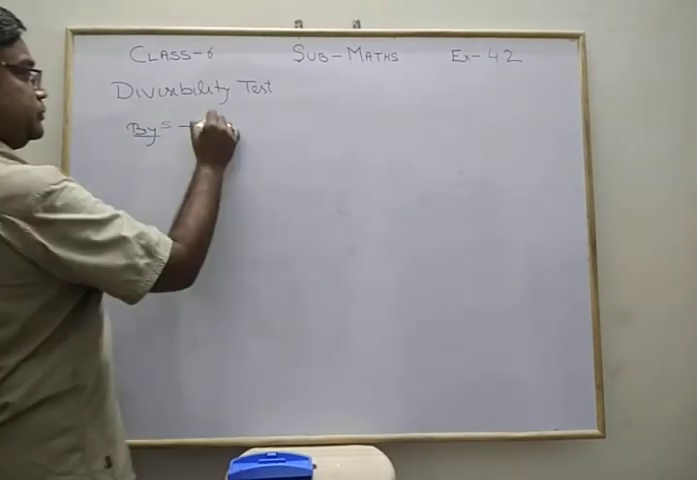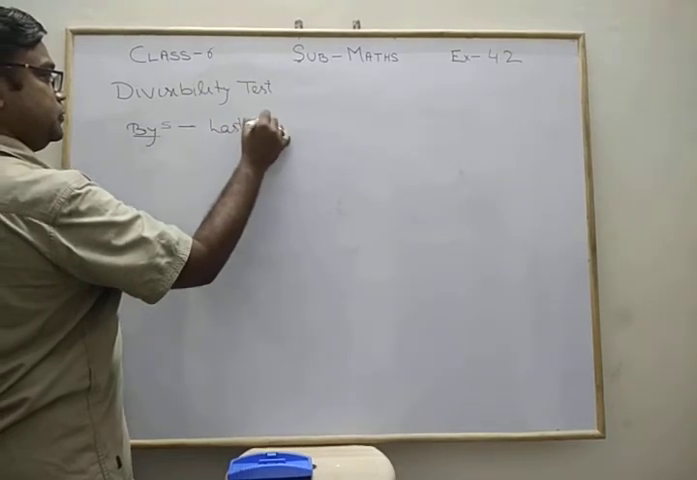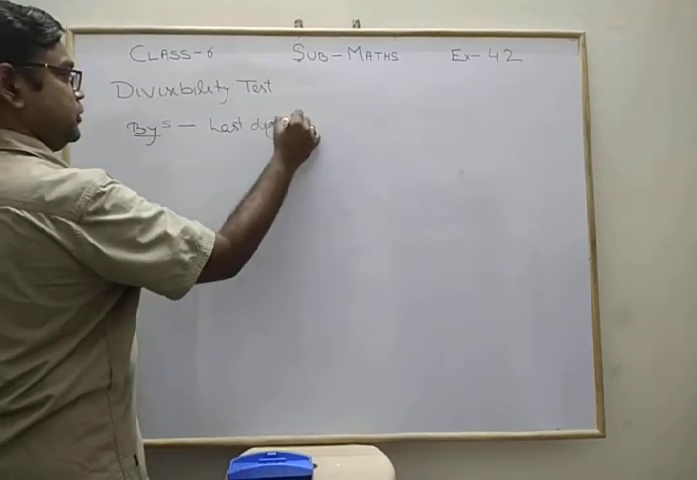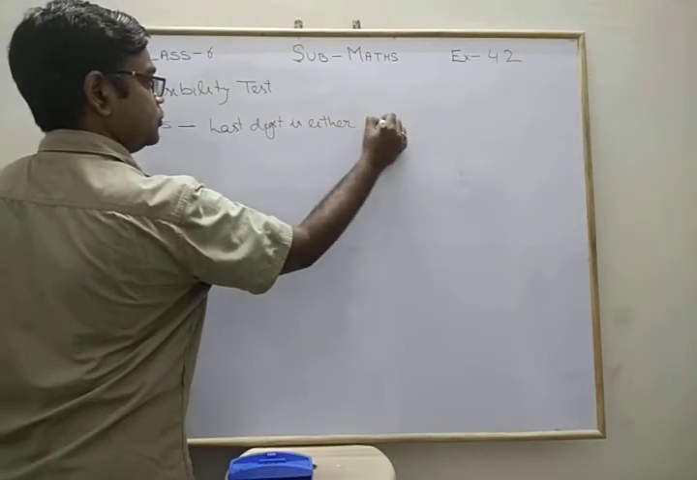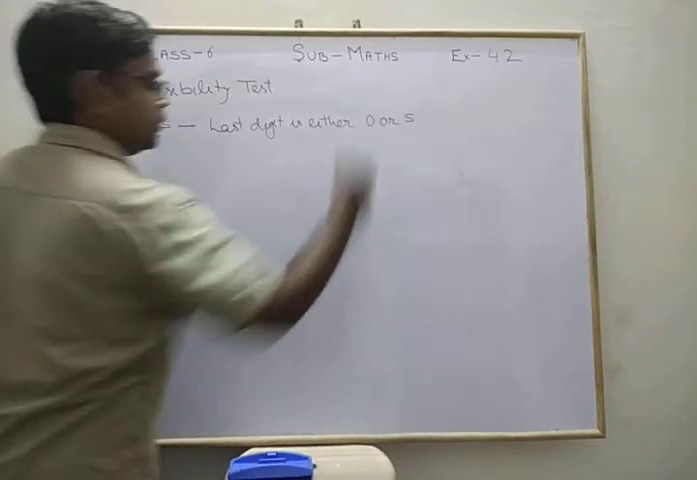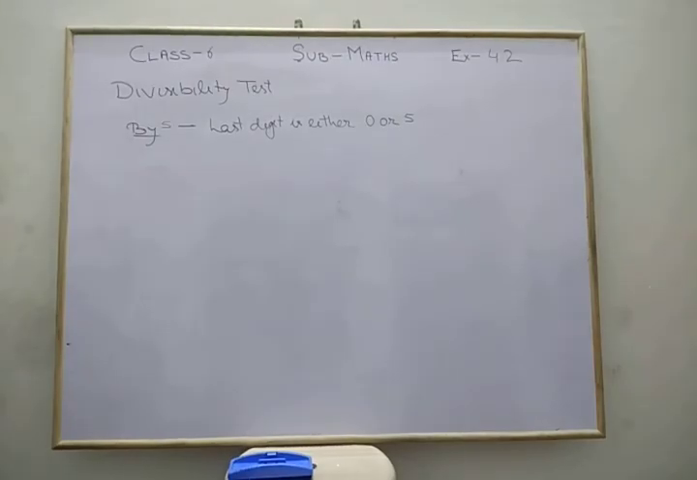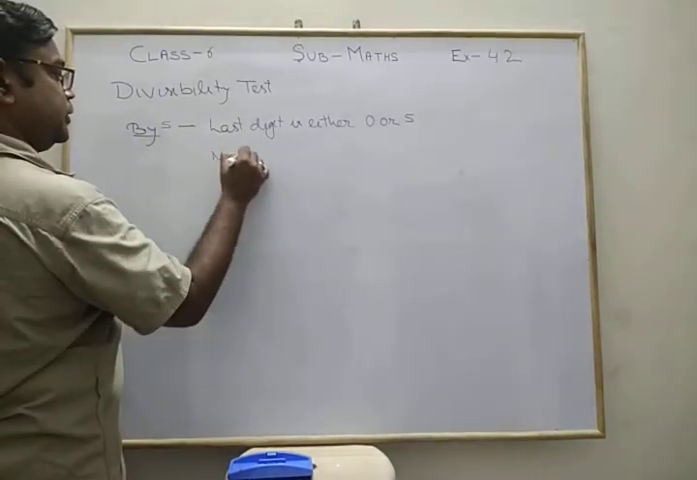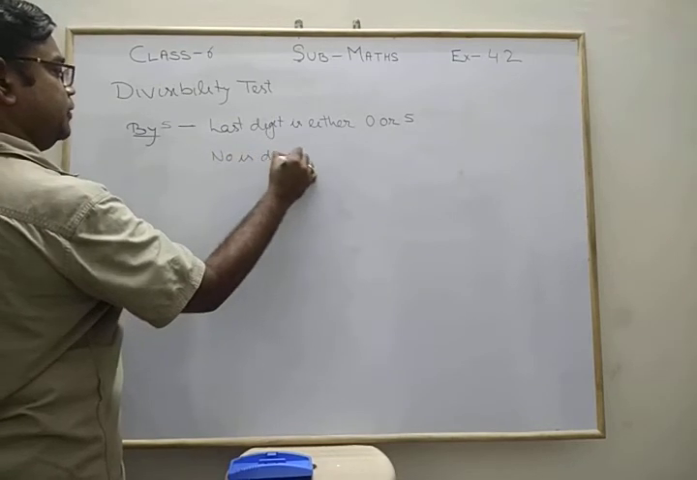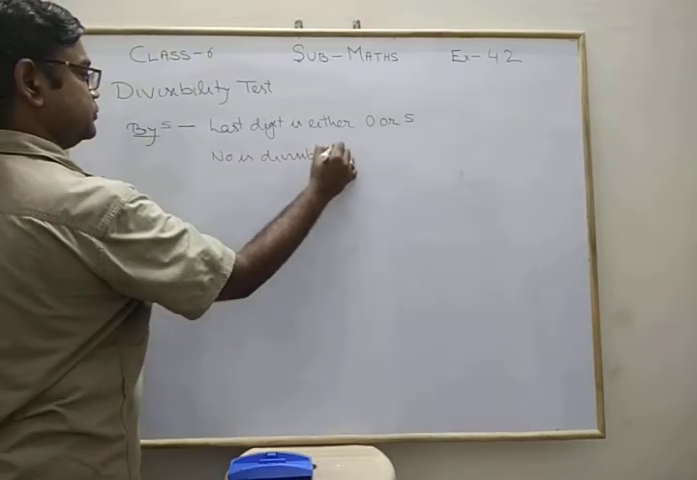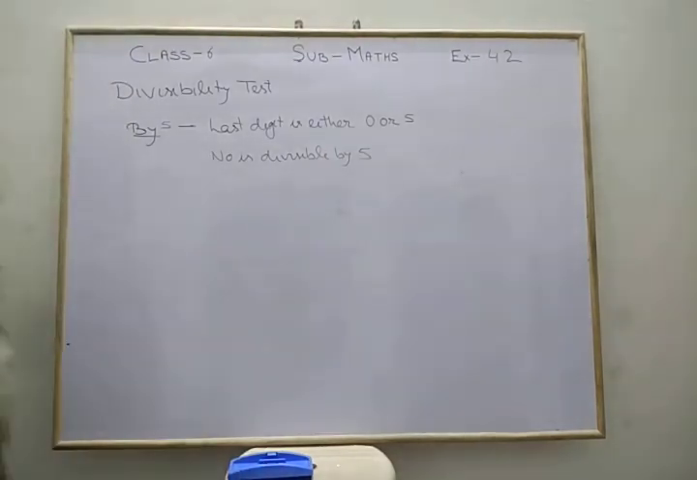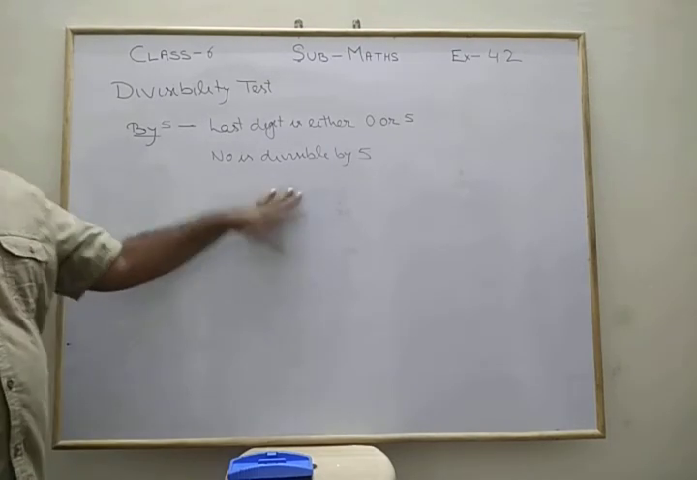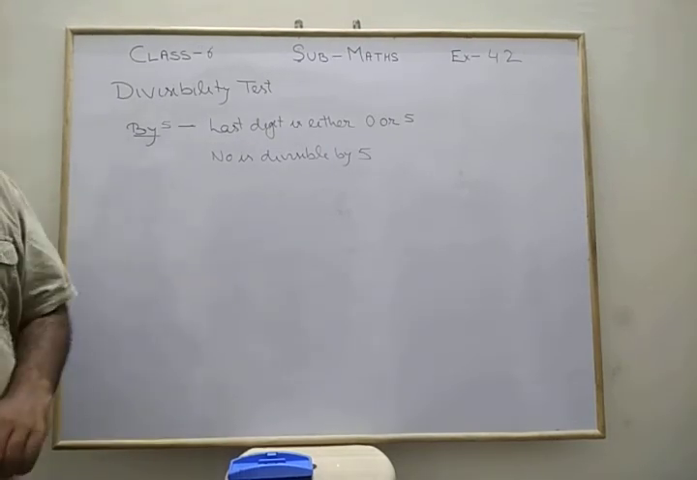If the last digit is either 0 or 5, then the number is divisible by 5. It's the easiest one. Then we move to the next part.